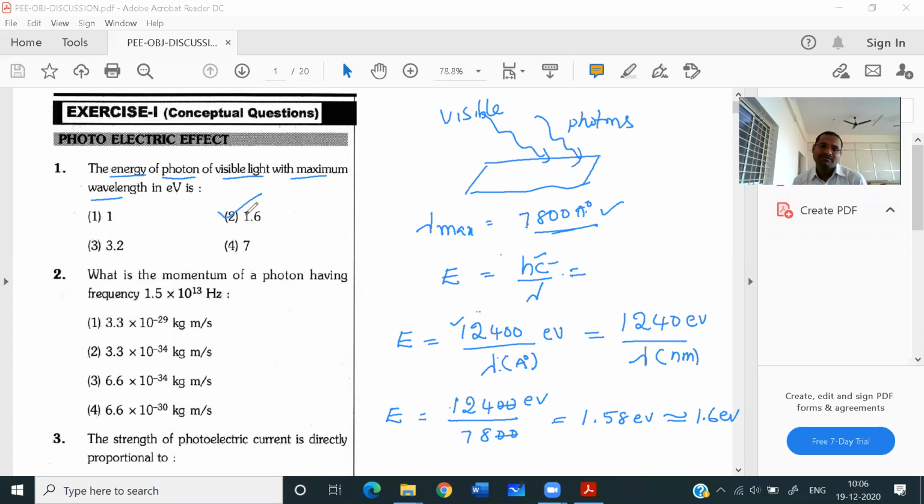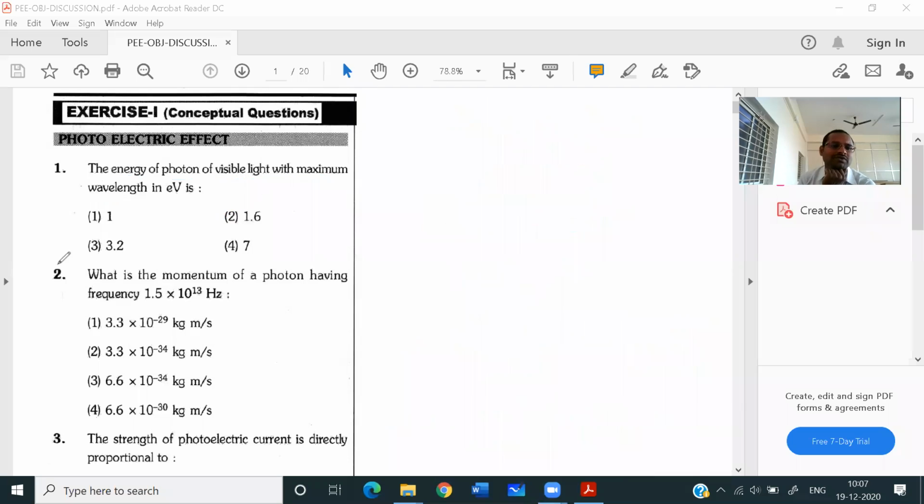Understood? So for doing this, you need to remember this. It is not given in the question. They said the maximum wavelength of visible light; how much is the maximum wavelength of visible light? 7800 angstrom. You need to remember this. Okay, got it, students? Next, question number 2.